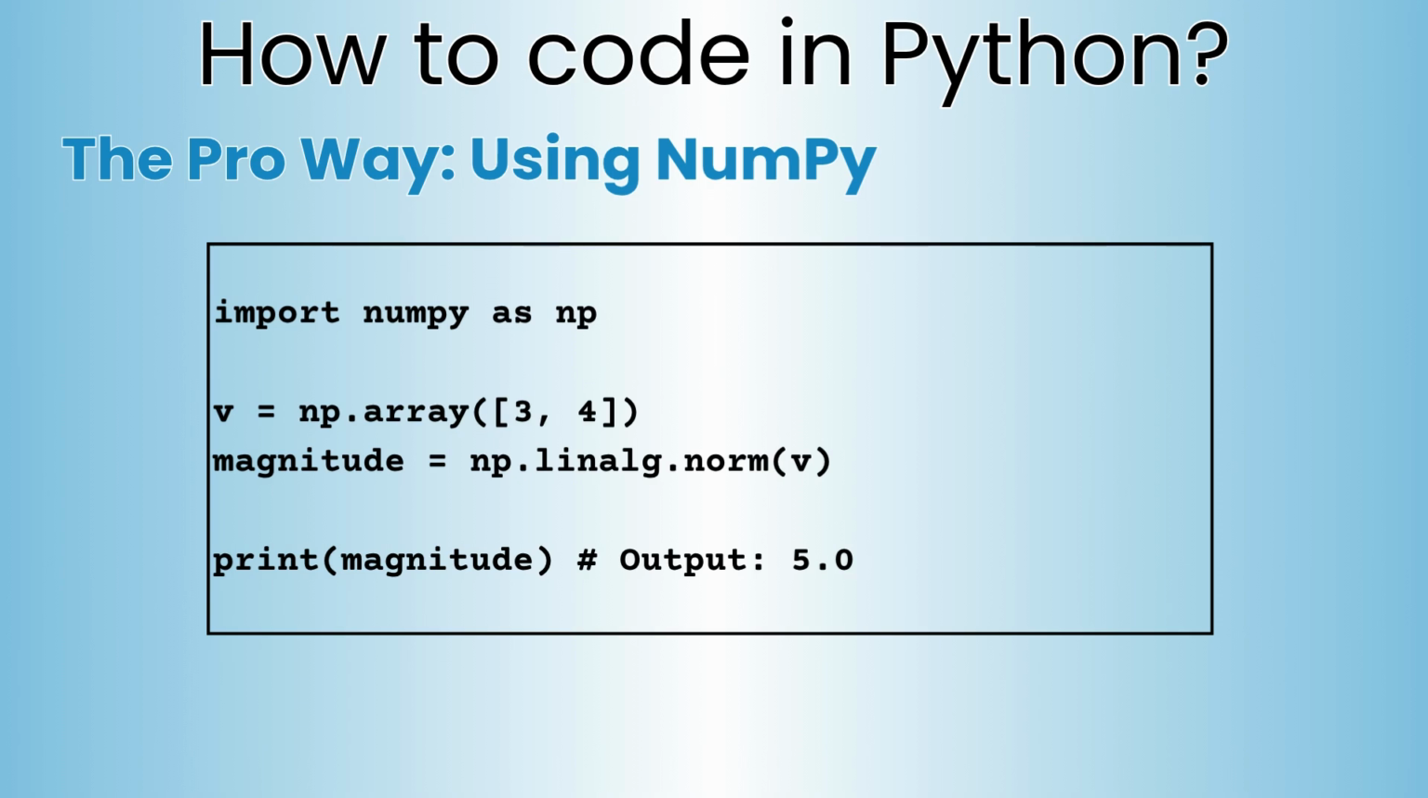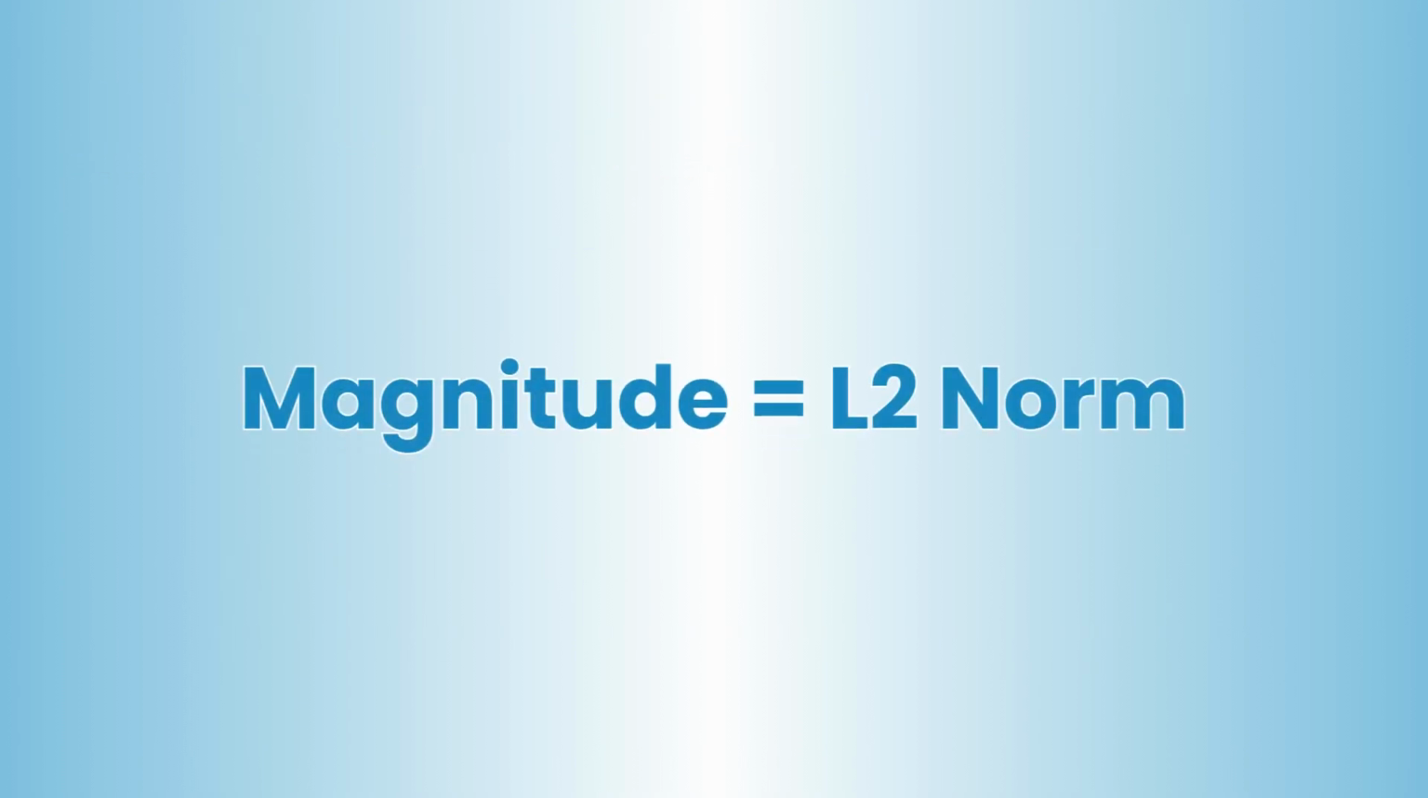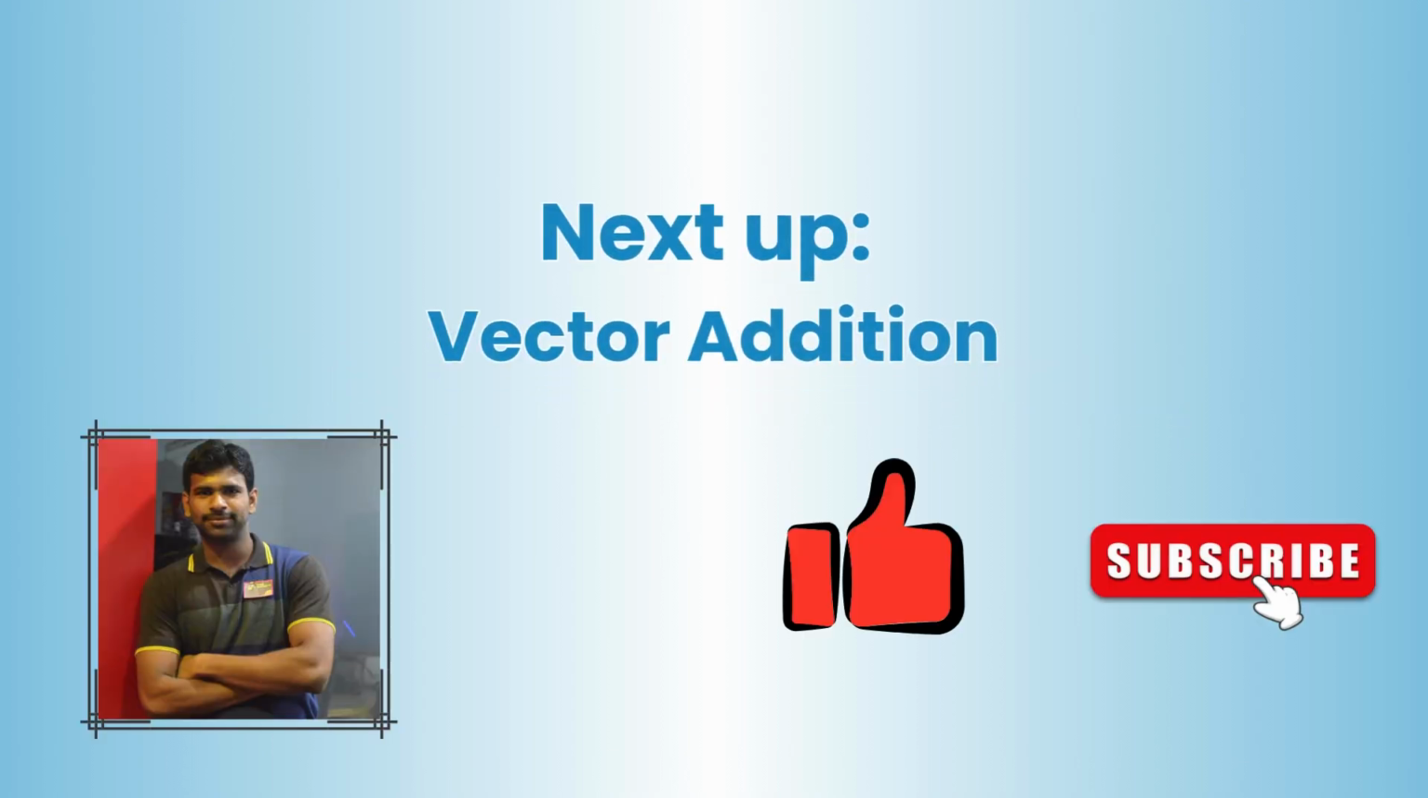In machine learning, we often hear this called the L2 norm of a vector. It's the same thing as magnitude. So now we know what a vector is, and you know how to calculate its length.